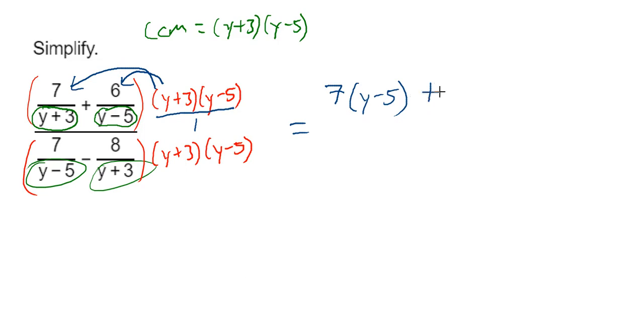Plus, same thing's going to happen here. We'll have y minus 5 cancels out with the y minus 5. What's going to be left over is 6 times y plus 3 over 1, which again we can just drop. So 6 times y plus 3. That's what we'll have left over there. All right. On the bottom, same thing's going to happen here.